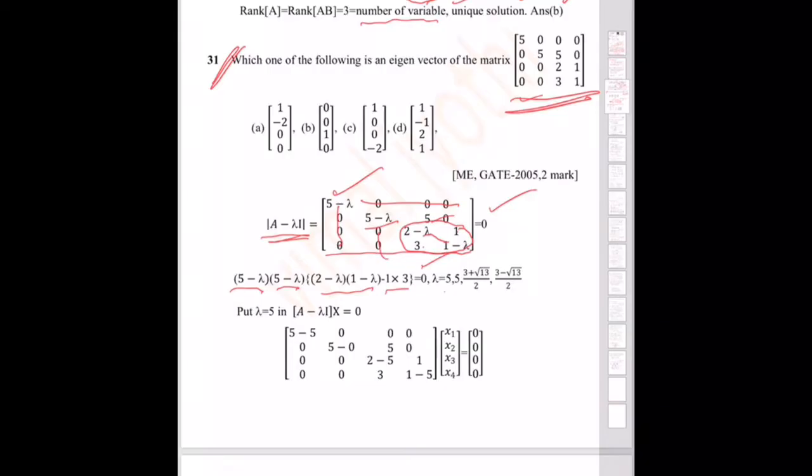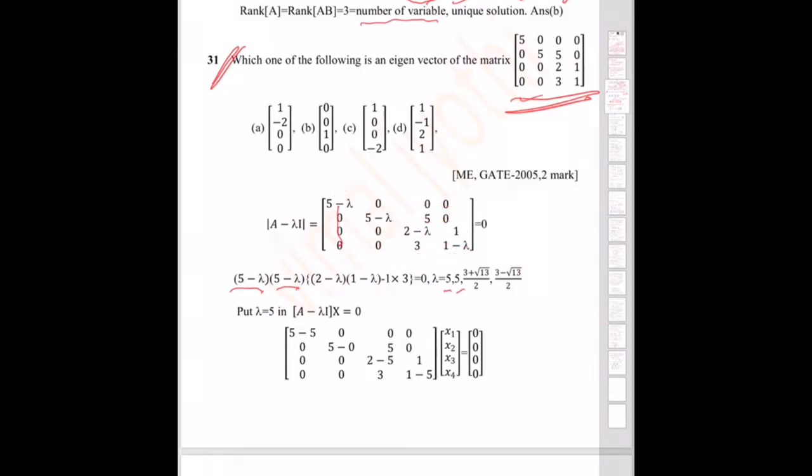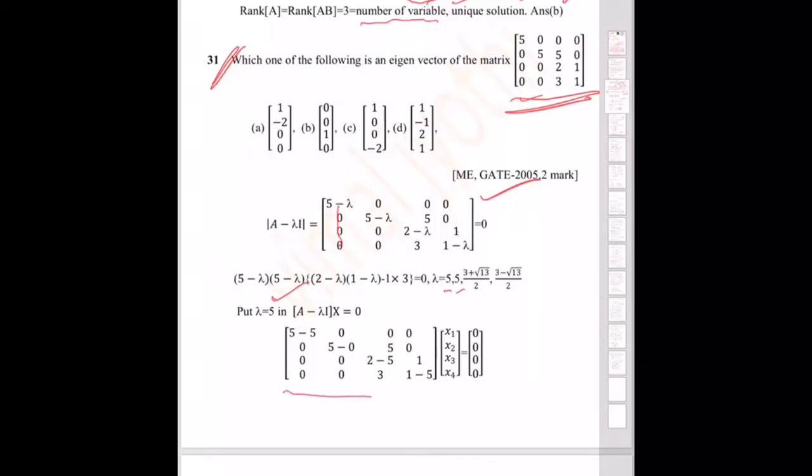Solving this equation, we get lambda equal to 5, 5, and (3 plus root 13)/2 and (3 minus root 13)/2. Put lambda equal to 5 in this characteristic equation. We get this matrix equation, from which we find the eigenvector.